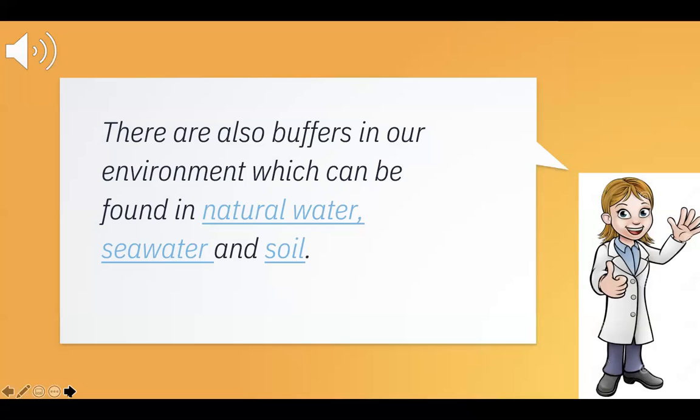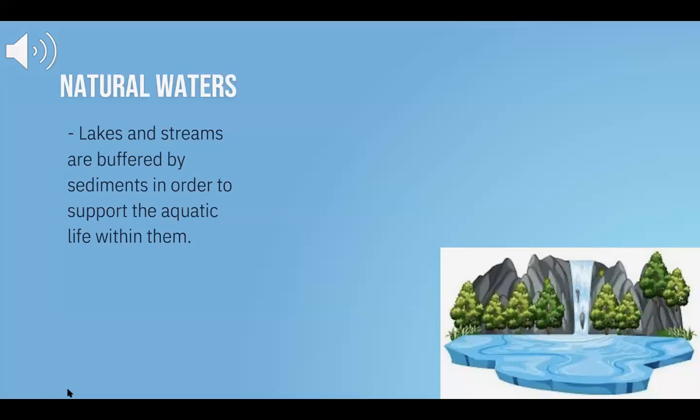There are also buffers in our environment, which can be found in natural water, seawater, and soil. An environmental buffer is anything that helps to keep the natural environment balanced, hence protecting our natural ecosystem and preventing pollution. In natural water such as lakes and streams, the sediments within them are buffers that help support the aquatic life. Carbonic acid bicarbonate is a very important buffer in water surfaces.